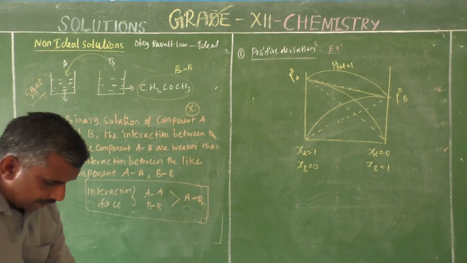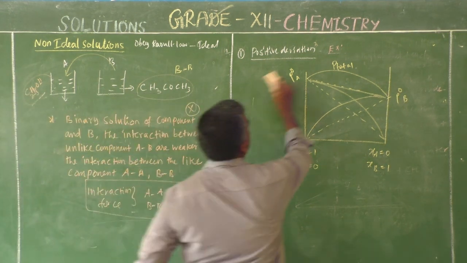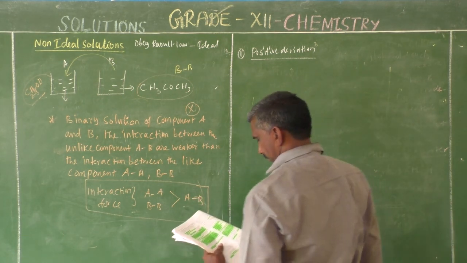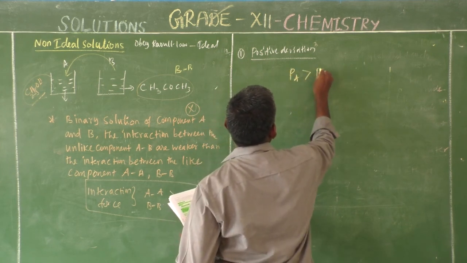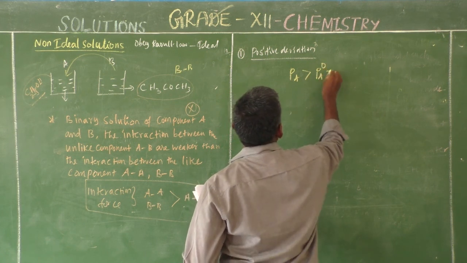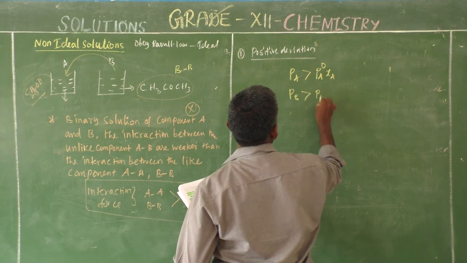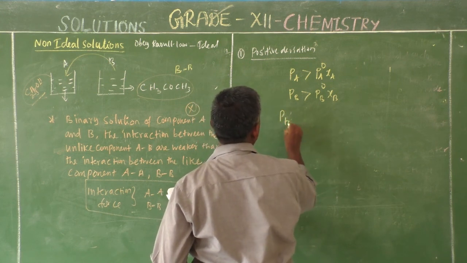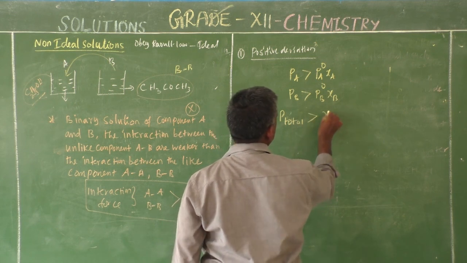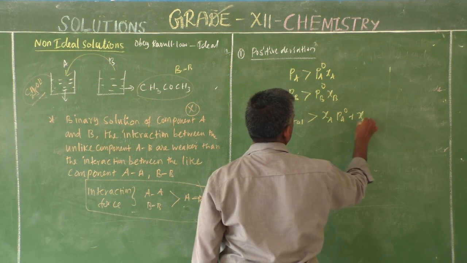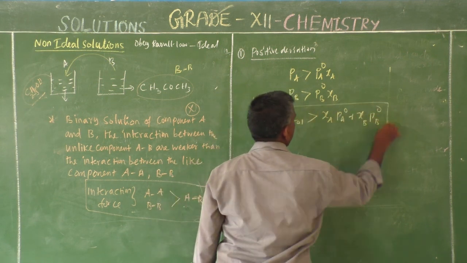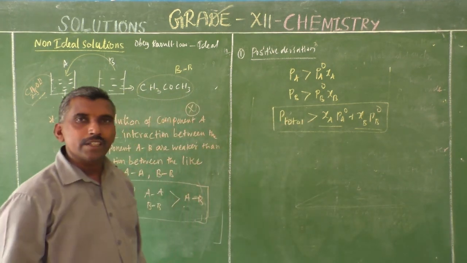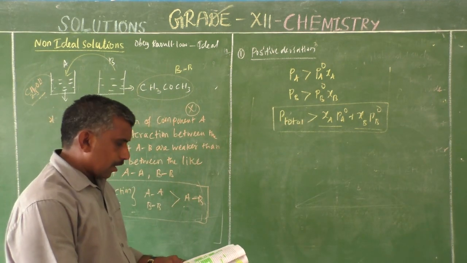Now, volume changes here. So the total pressure is greater than the pressure of component A and the pressure of component B. So it is a positive deviation.